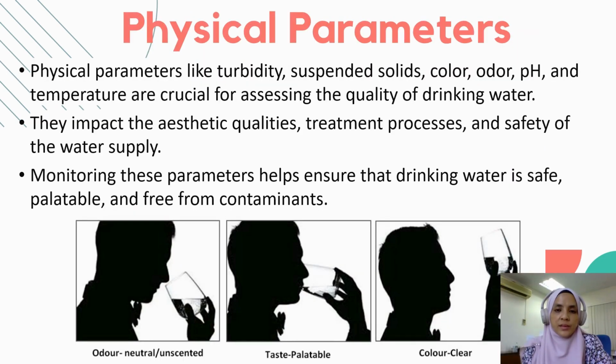We've now covered the various chemical parameters that play a crucial role in determining the safety and quality of drinking water, such as the heavy metals, organic contaminants, and also inorganic contaminants. These chemical characteristics significantly impact the safety and the overall composition of the water we consume. Next, let's shift our focus to the physical parameters of water quality. Physical parameters including turbidity, suspended solids, color, odor, pH, and temperature are equally important.